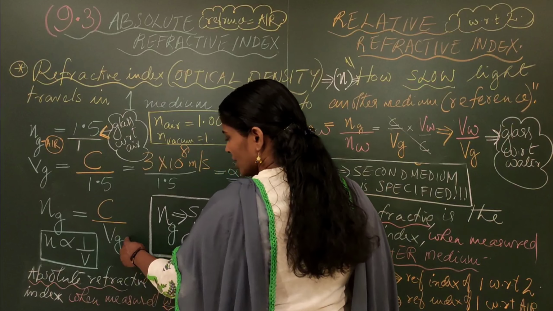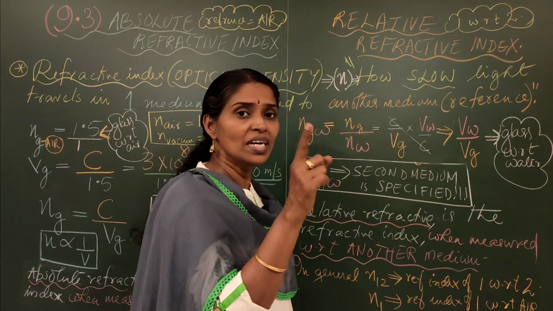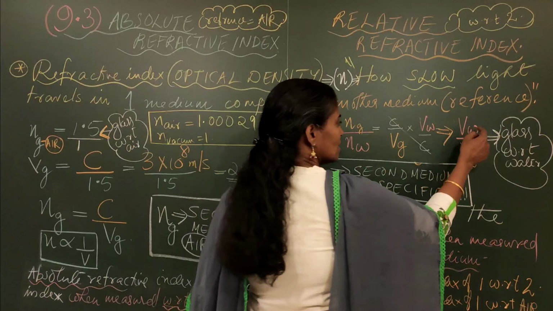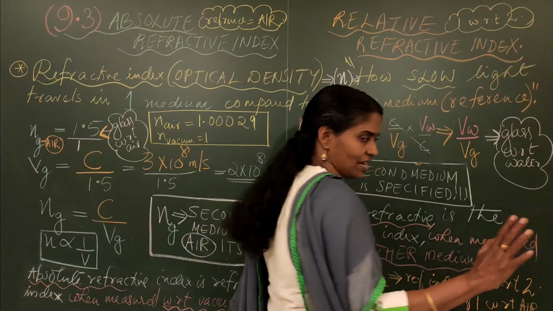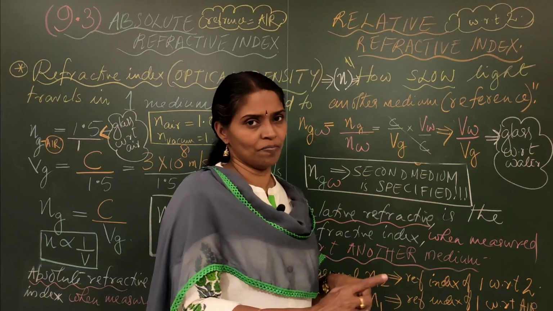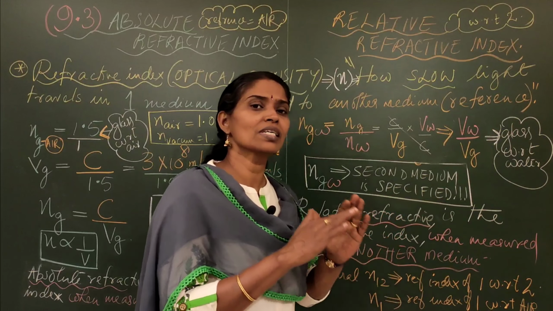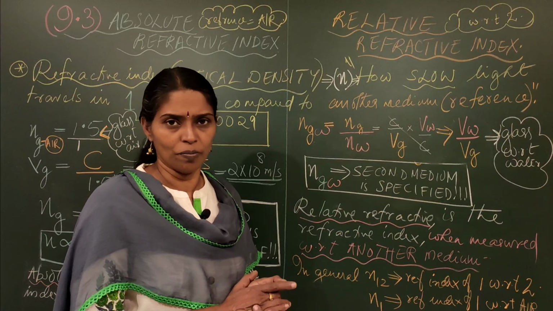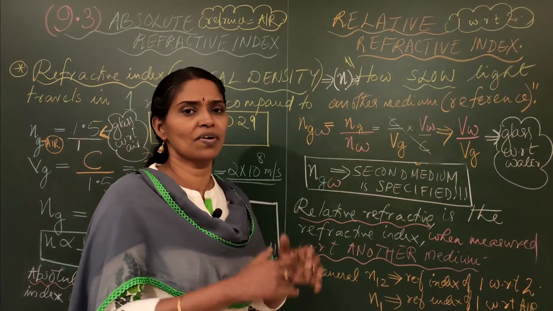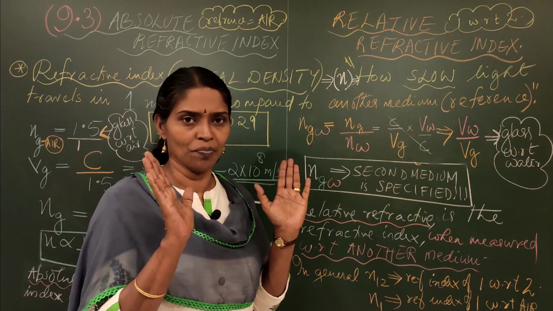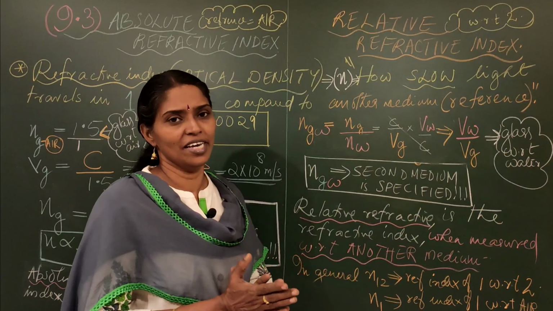So the same thing. Here you have C, the velocity in air. In this case you have the velocity in the second medium, Vw, the velocity in the other medium, water. So you are considering glass with respect to water here. Here you are taking glass with respect to air. So the reference is air in the case of absolute refractive index. In the case of relative refractive index, it will be another medium other than air or vacuum. Clear? So N GW, here the second medium is specified. You have to specify what the second medium is. For sure it's not air or vacuum. Clear? Relative refractive index is the refractive index when measured with respect to any other medium.